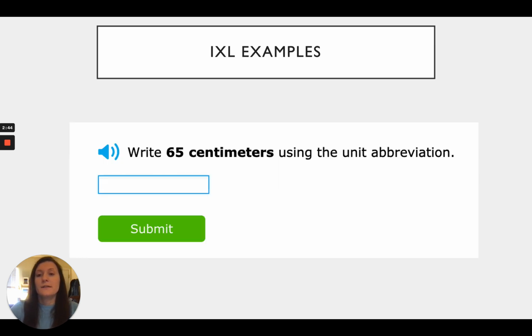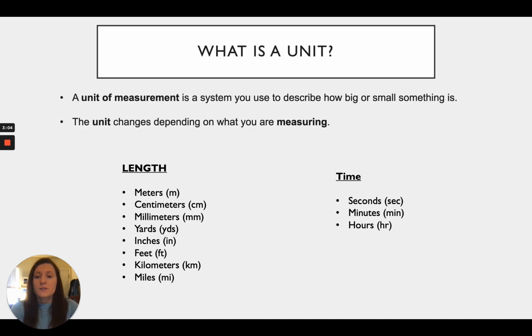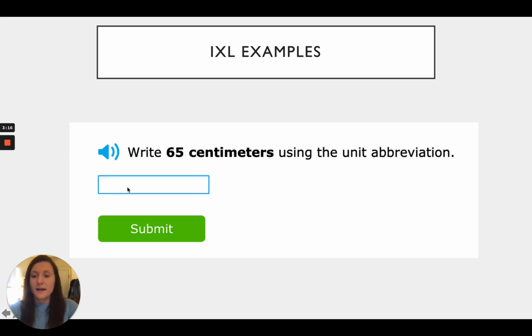So let's look at an IXL example here. It says write 65 centimeters using the unit abbreviation. So we know we're going to take the 65 and that's going to go in our answer box. But now we need to take the word centimeters and abbreviate it. Just like we had looked at before, we have centimeters right here, and our abbreviation is cm. So when we go back, we would put 65 cm in our box, and that would be the abbreviation for 65 centimeters. They mean the exact same thing.